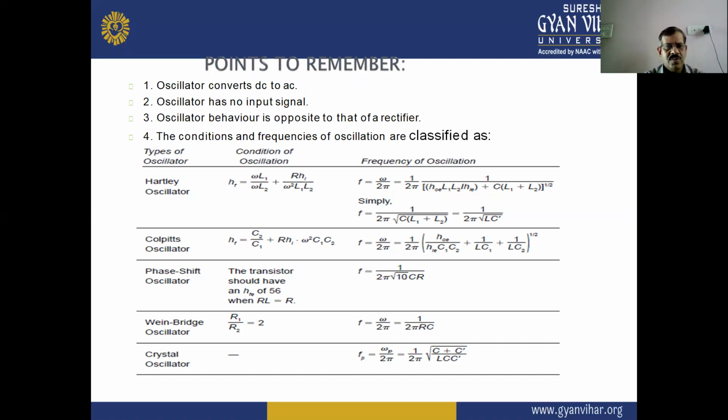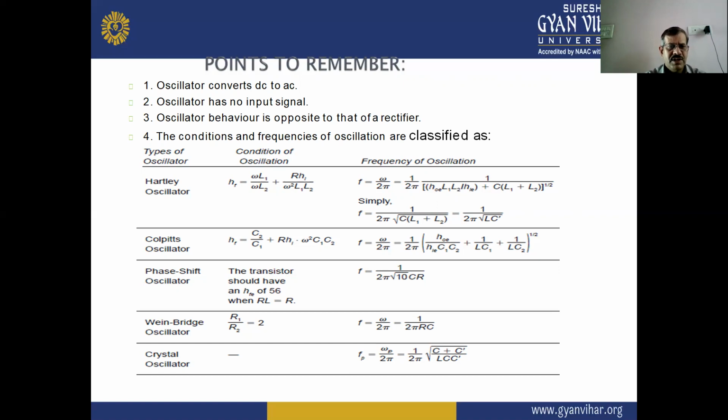The second one is the Colpitts oscillator. The condition for oscillation is hFE R equal to C2 upon C1 plus RHI minus omega square C1 C2. The frequency of this Colpitts oscillator is F equal to 1 upon 2 pi into the square root of hOE upon hFE C1 C2 plus 1 upon LC1 plus 1 upon LC2.